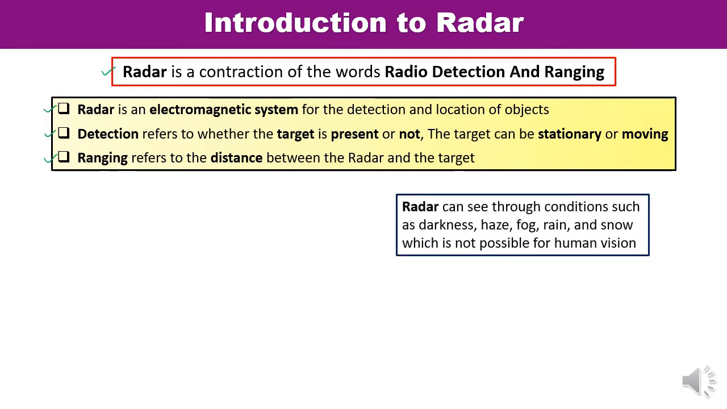Radar can see through unfavorable weather conditions like fog, rain, snow, and even in darkness, where it is not possible for a human to observe the situation. So you can understand radar can work in unfavorable conditions as well.